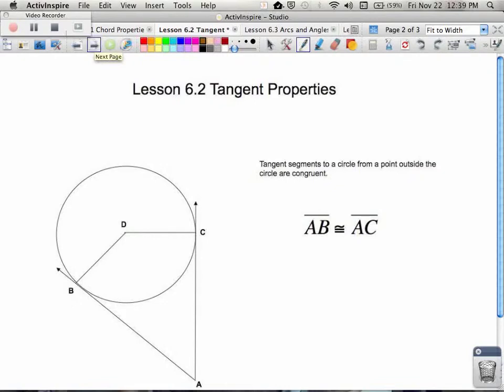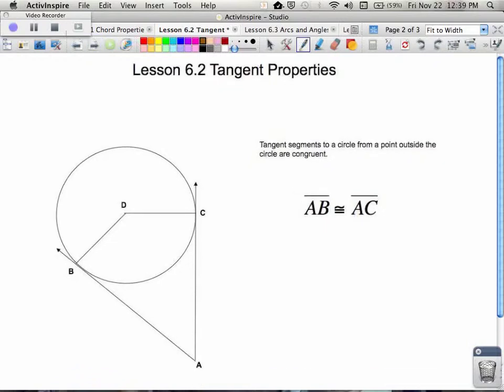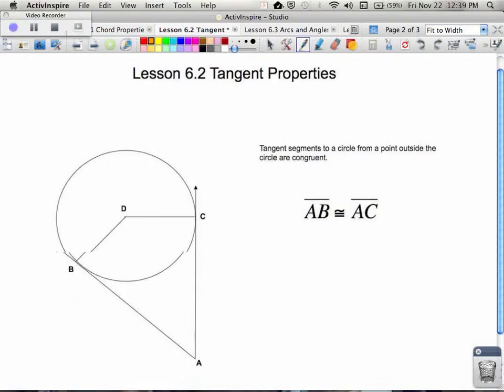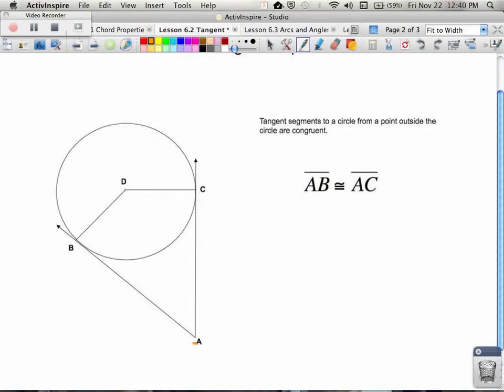Also, we know that tangent segments to a circle from a point outside the circle are congruent. So, in this particular case, I see a point outside of my circle. That point that I'm talking about that's outside of the circle is point A. So here's point A in orange.